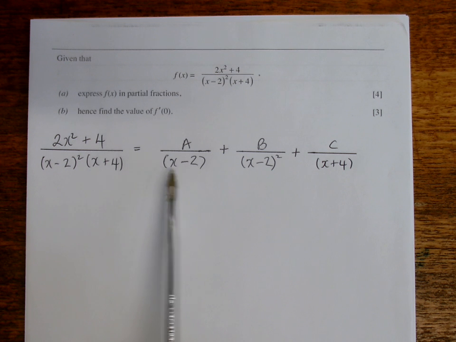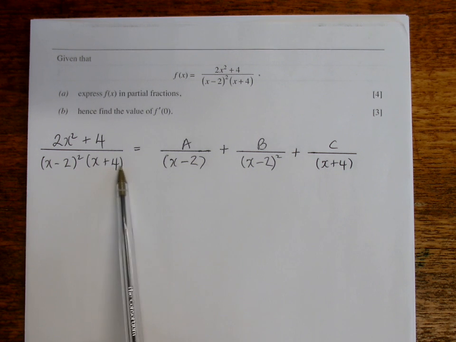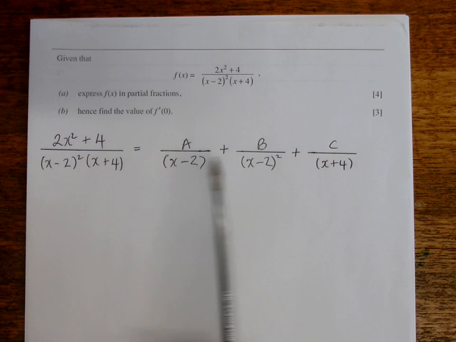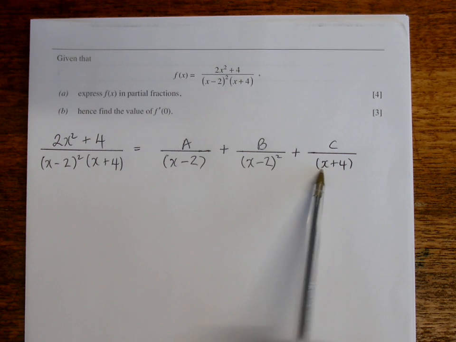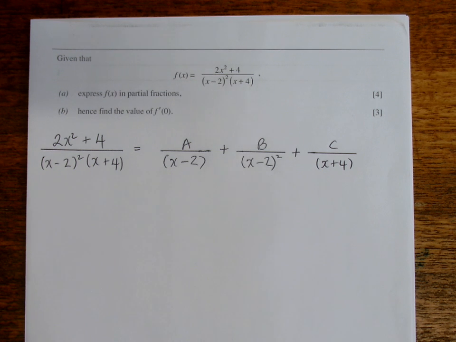So the first fraction is going to have x minus 2 as the denominator, and then x minus 2 squared for the second denominator. And of course then you've got the x plus 4 factor, so you'd have another fraction for that. And up here we put the unknowns a, b and c, and our job is to work out the values of a, b and c.